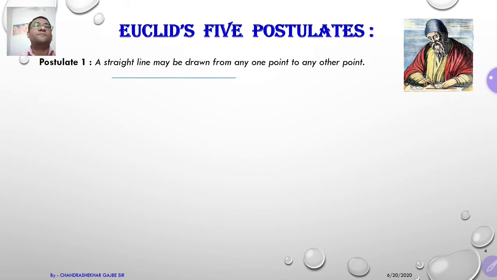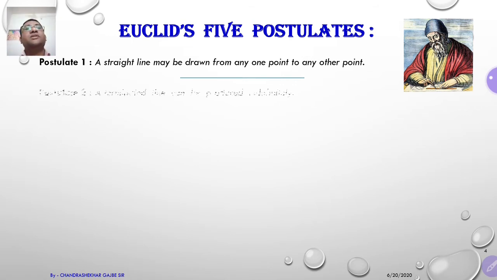For example, we can check that the line is given on the screen. You can see it on the screen. That line we can draw from one point to another point.